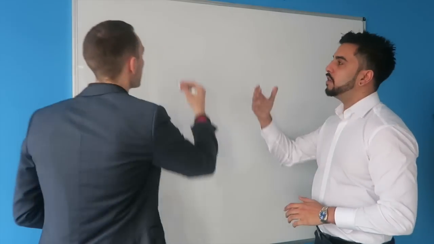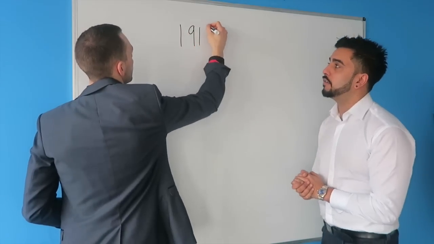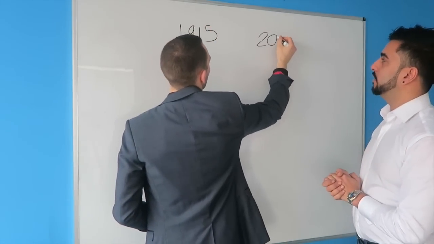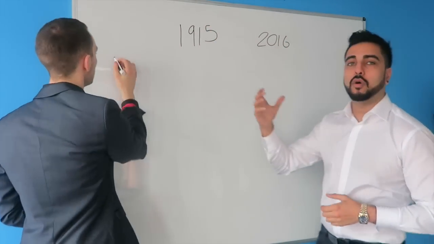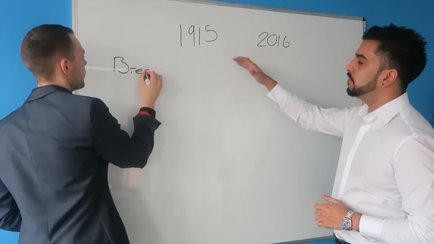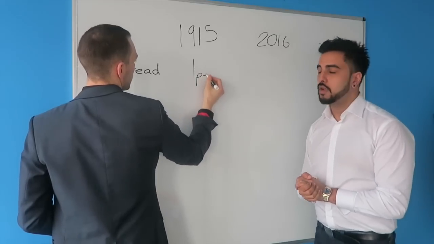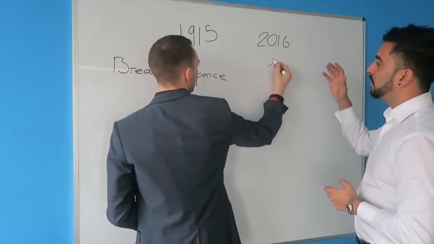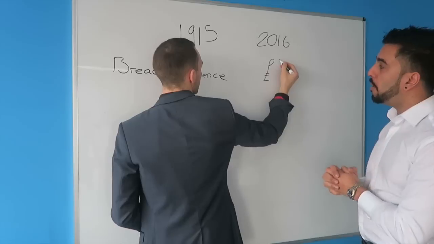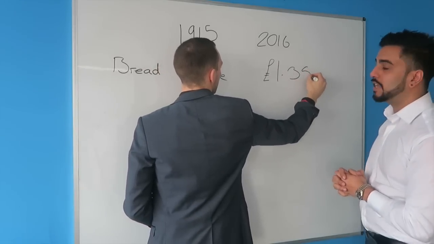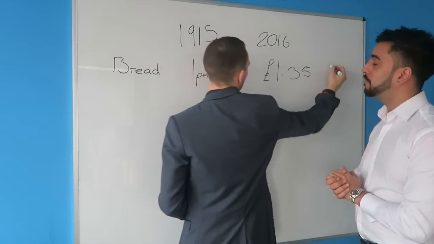So let's show you the difference between the cost of goods in 1915 and today's day and age, 2016. Now let's take, for example, a loaf of bread. In 1915, a loaf of bread would have cost you roughly about 1 pence. Now, in today's day and age, here in the UK, it would cost you roughly £1.35. Now this is an increase of more than 11,000%.